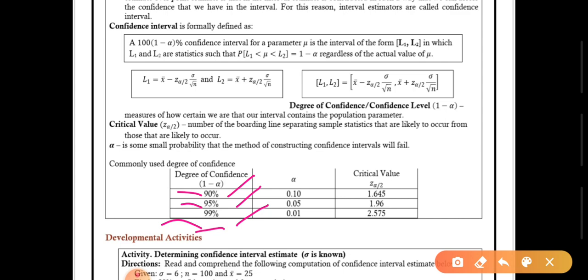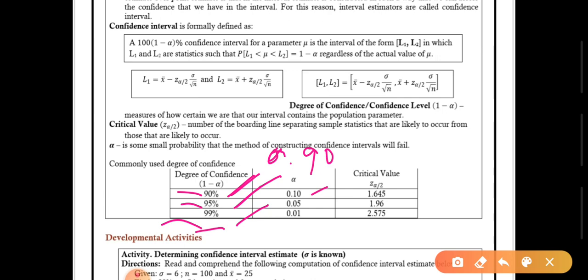Alpha nun, if you still remember, 90% is also the same with 0.90. Kaya ngayon, yung chance na mag-fail niya ay 0.10. Yung 95% is 0.95, yung pwede siyang mag-fail is 0.05.